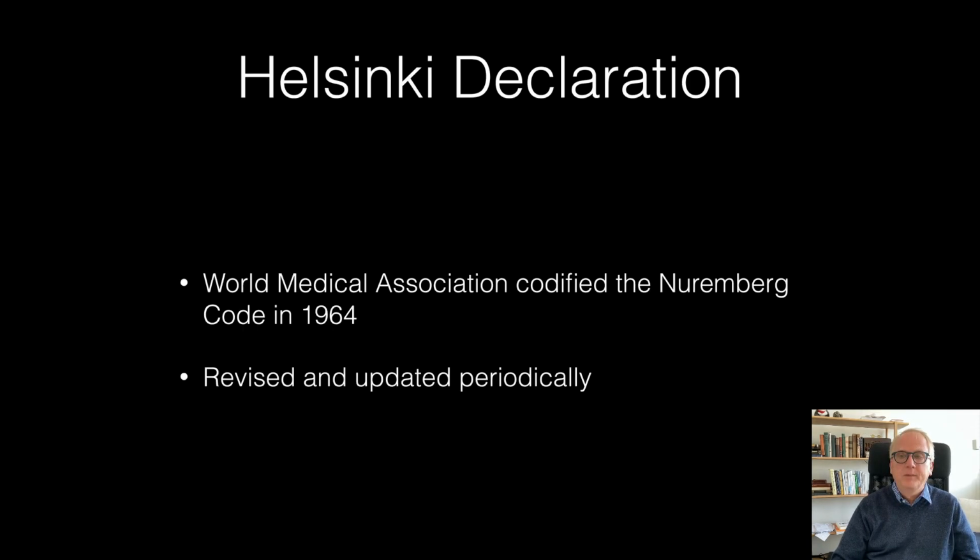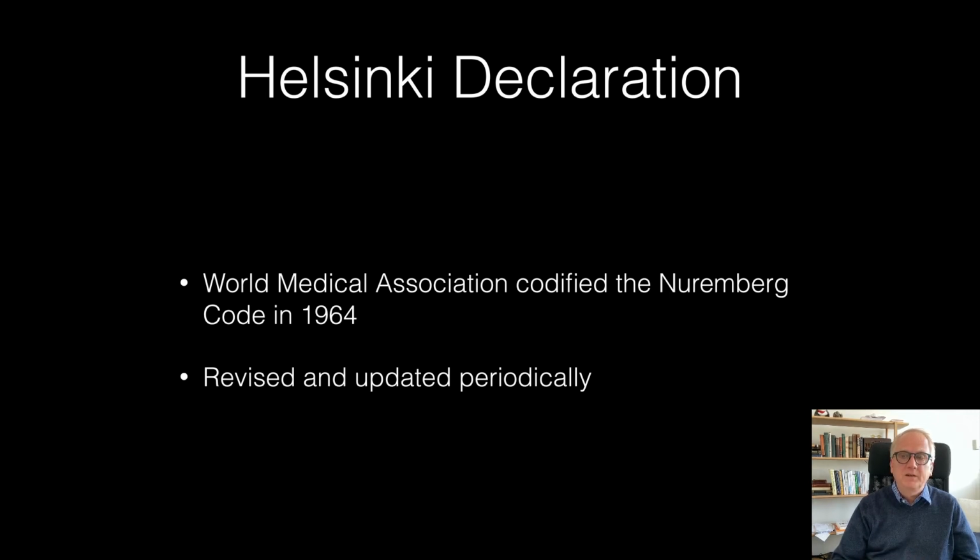In 1964, there was something called the Helsinki Declaration. This is when the World Medical Association codified those guidelines into a code. That is, until 1964, it was just more like a loose list of 10 guidelines that you could or could not follow. But now the World Medical Association said, hey, we're going to make this very strict rules that if you want to be part of the World Medical Association, you have to follow the Nuremberg Code.